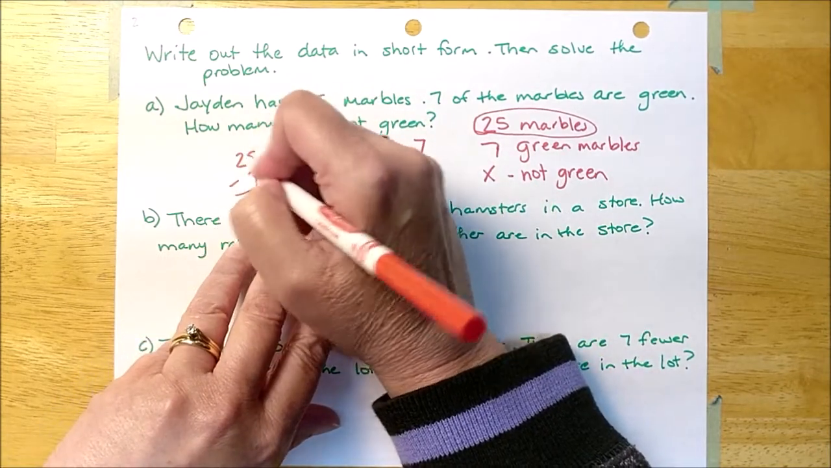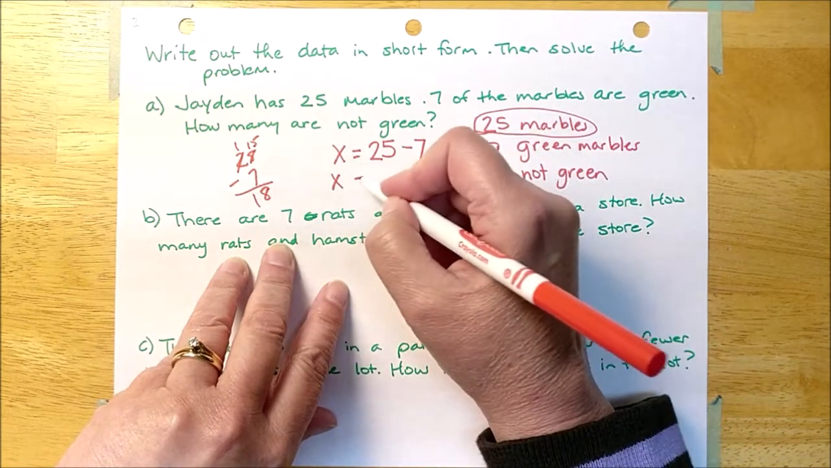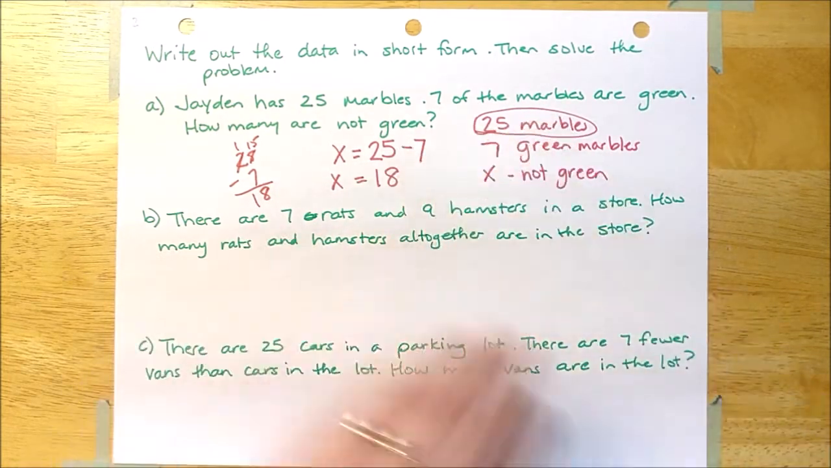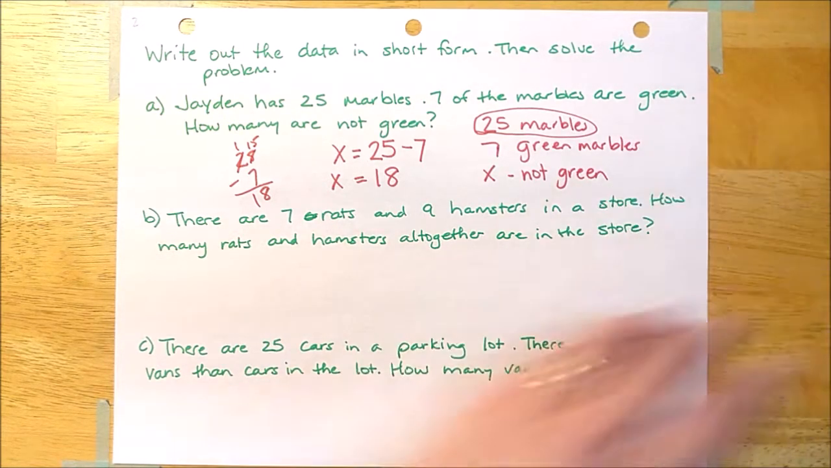And I'm just going to make my little math problem. So there are 18 marbles that are not green. I hope that you could see how I figured that out.